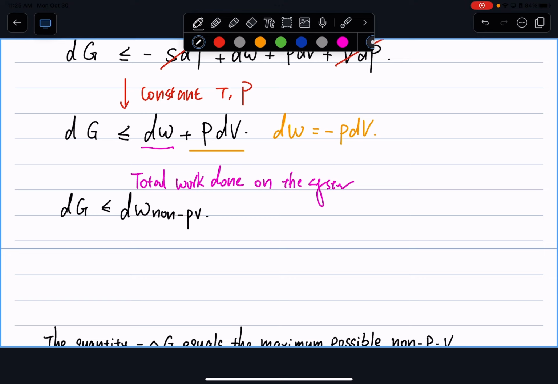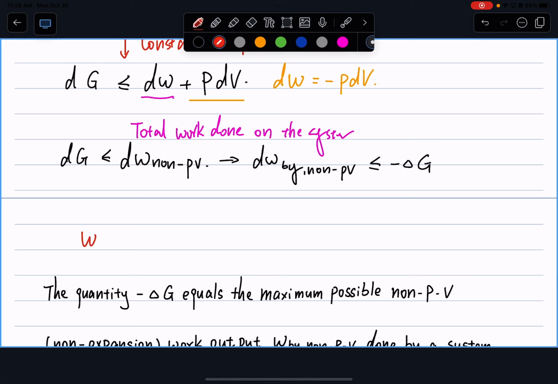Or if we do the same thing as before, doing the integration and talking about how much work is done by the system, like what we did with the Helmholtz free energy, we end up getting that the work by the system, non-PV work, is smaller than or equal to negative delta G. Or when we write that out, the work done by the system, its non-PV work, is always smaller than or equal to negative delta G for a constant T, P, reversible process and closed system.